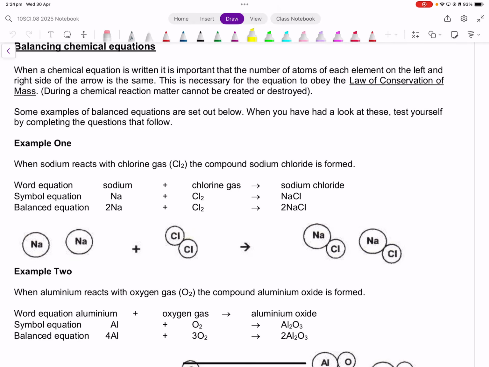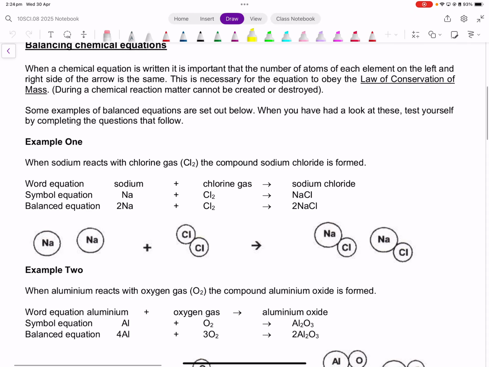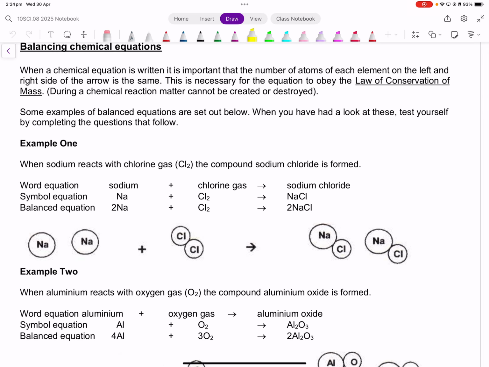Yeah. So this is on page 18 of your booklet. When we write chemical equations, it is really important that the number of atoms on the left and the right side of the arrow is the same. And the word I really like to underline here is arrow. People will put an equal sign in their chemical equations because they think of math. Unfortunately, an equal sign will not cut it. You need to include an arrow. Okay? So this is done.